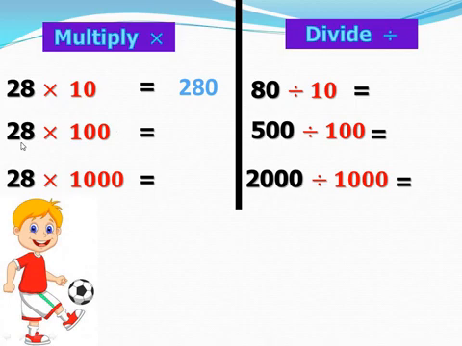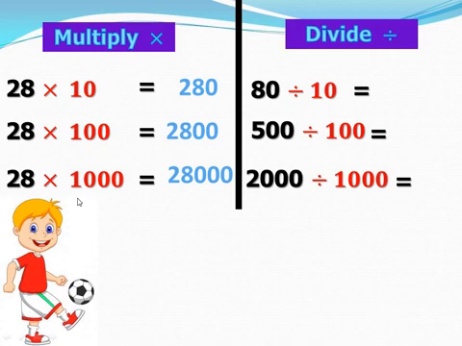Here I have 28 times 100. I will write 28 as it is and 2 zeros beside it. And the answer will be 2800. 28 times 1000. I will write 28 and drop 3 zeros beside it. And the answer becomes 28,000. Okay? What do you notice here after I have finished?